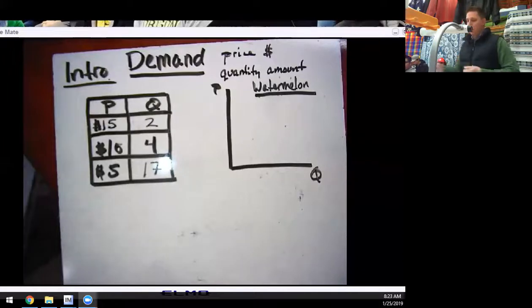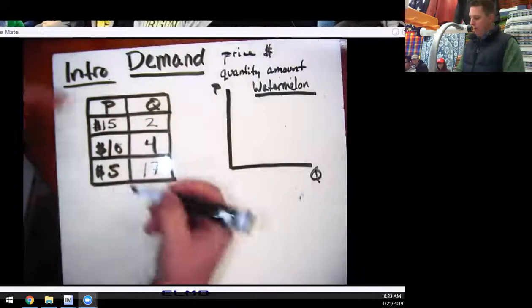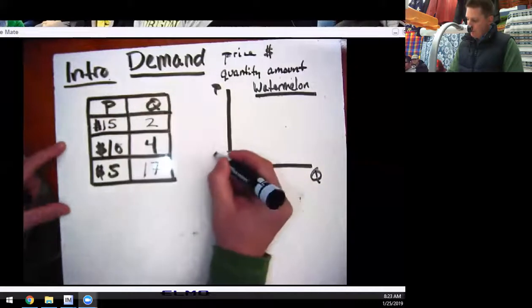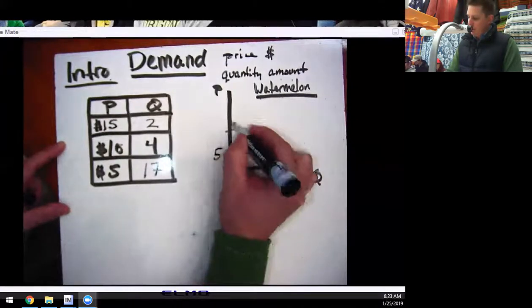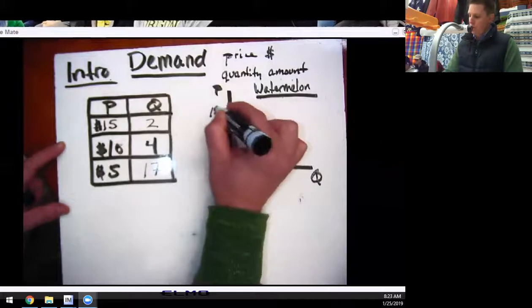So let's do this. Next thing we do is now go ahead and label our axes, right, with our numbers. Okay, so we have $5 here, we have $10 here, and we have $15 here. Go ahead and start with that.